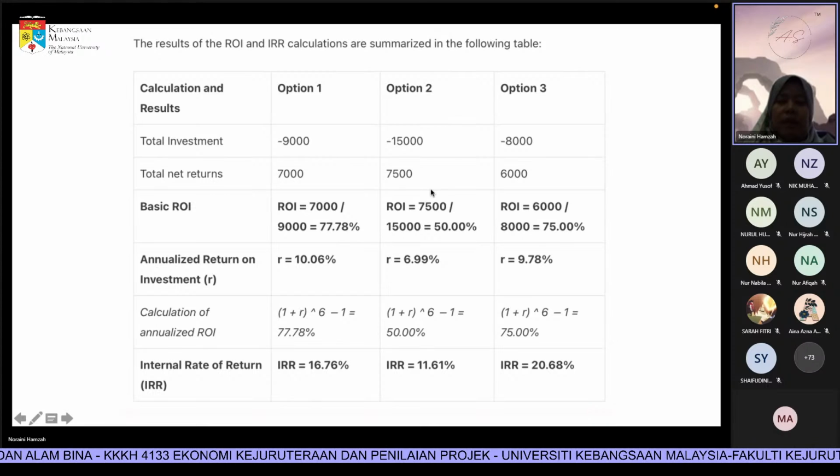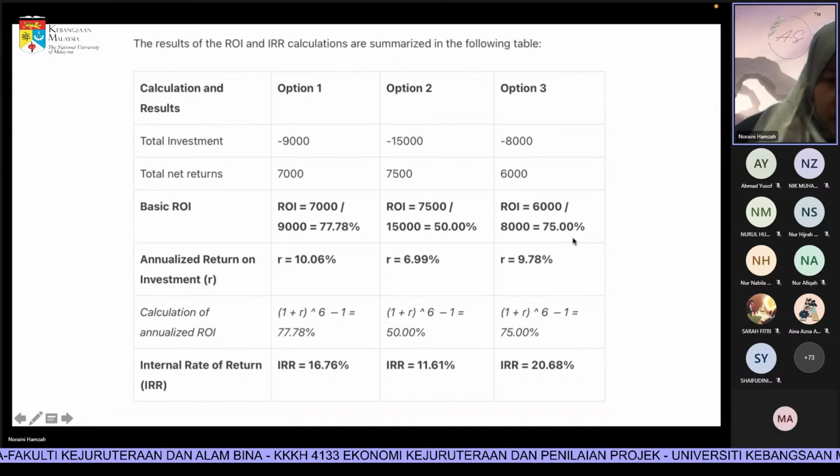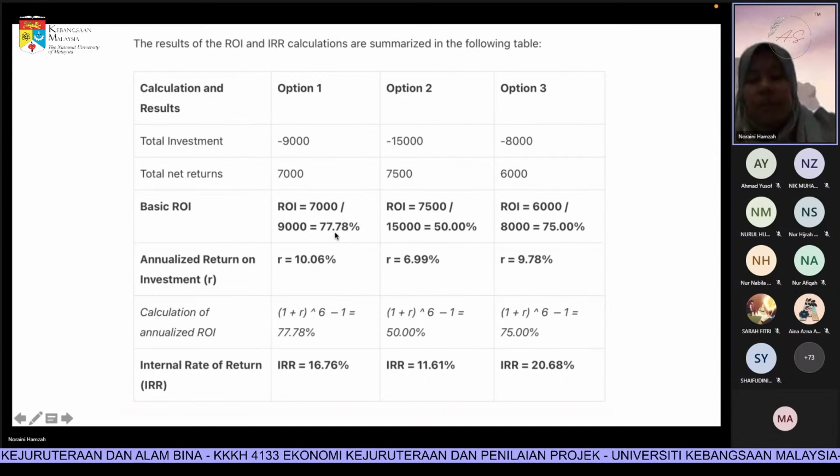So yang ini adalah total juga. Total net return. Dia dah minuskan investment siap-siap yang ni. So minus, bukan pluses ni maksudnya dia dah minus siap-siap. Kalau pluses dia more than this. Sebab formula untuk ROI you kena dah minus. So 7,500 bahagi dengan investment dapat berapa persen. 6,000 bahagi dengan investment dan dapat berapa persen. Okay. So ini adalah basic ROI untuk all 3 options.